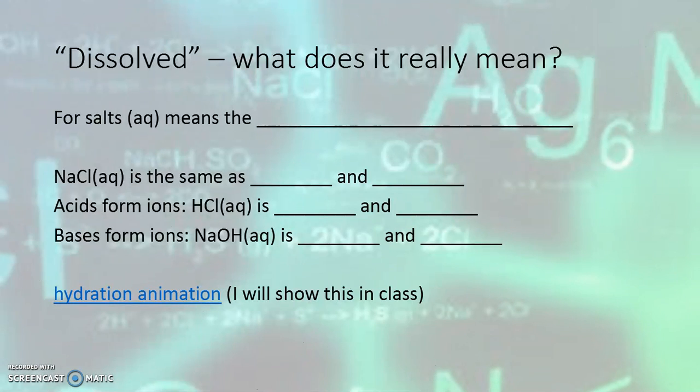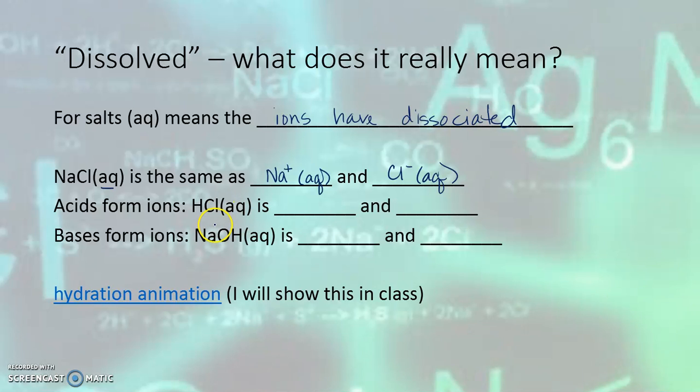All right, dissolve. What in the world does this really mean? Well, for salts, it means that the ions have dissociated. That means they've broken apart. They're not together anymore. So NaCl(aq) is the same thing as having Na+ sodium ions and Cl- chloride ions. They're still near each other. They've just broken apart when you put them into water.